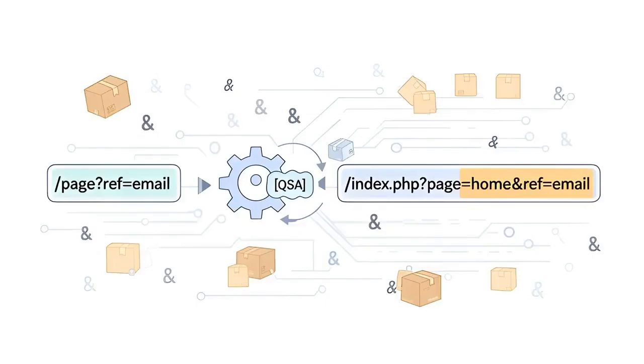Without it, any query string on the incoming request is discarded the moment a rewrite fires. With QSA, the original query string is preserved and appended to the substitution. This is how you pass tracking parameters, referral codes, and session data through a rewrite without losing them.